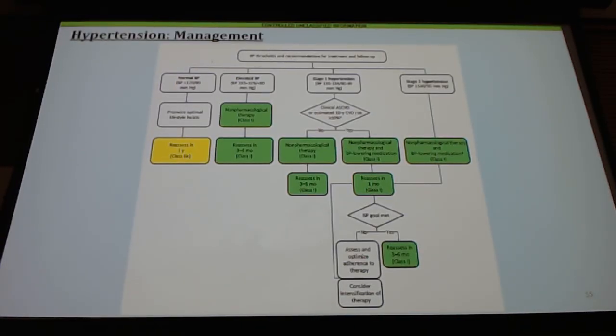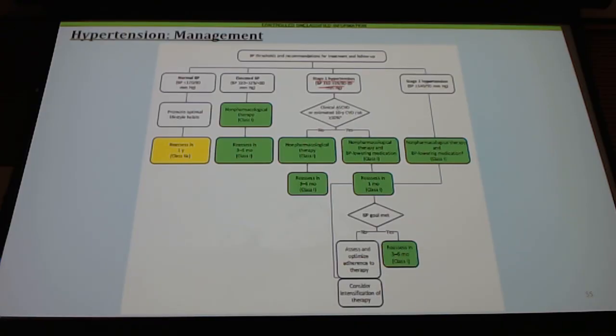So now that we know what to use to treat, what do we do as far as our goals for things? Fortunately, the ACC-AHA guidelines actually have a path to help us determine how to treat these patients. So remember, according to the ACC-AHA guidelines, stage 1 hypertension starts when you have a BP that's greater than 130, or in the 130s over 80s.